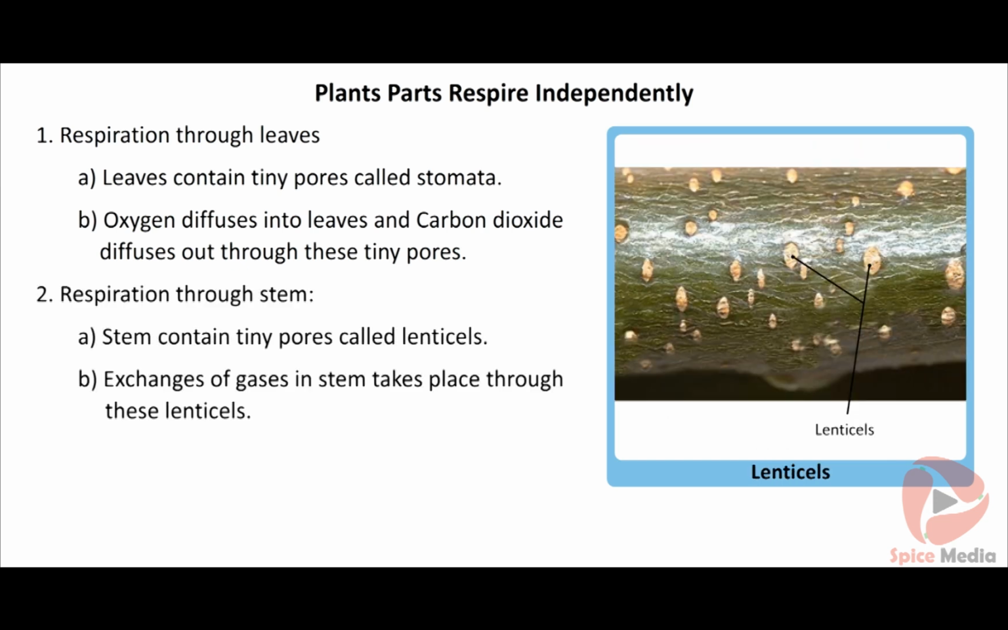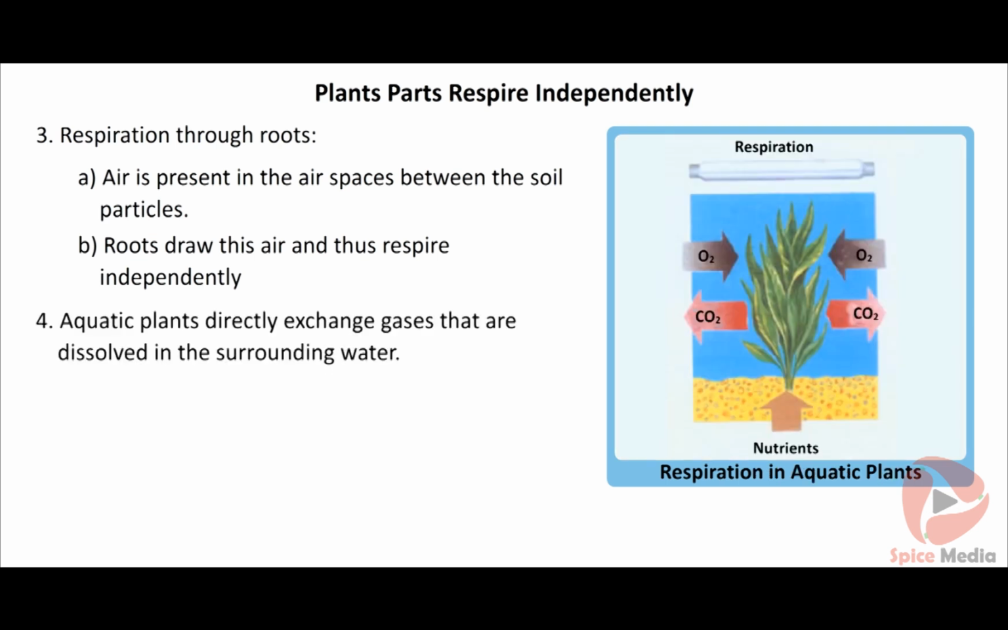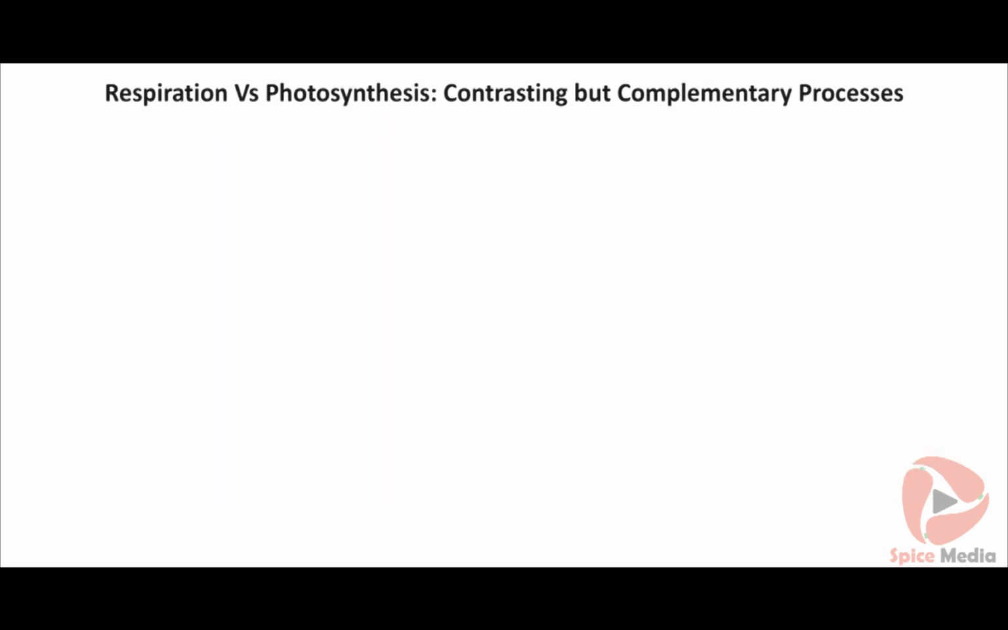Stems have minute openings on their surfaces called lenticels. These openings help in the exchange of gases. Roots also respire independently. Roots draw in air from the air spaces present between soil particles. Thus, all parts of the plant respire independently. Aquatic plants directly exchange gases with the water that surround their leaves, roots, and stems.